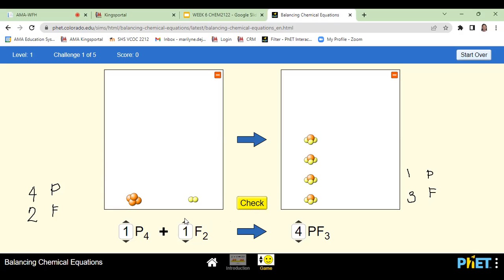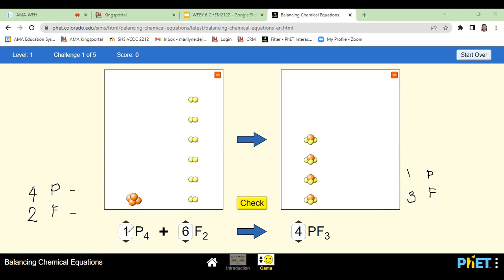Alright. So here, let us have 4, 5, 6. All right. So let us try 6. So let us check if the equation is balanced. So let us try counting this.